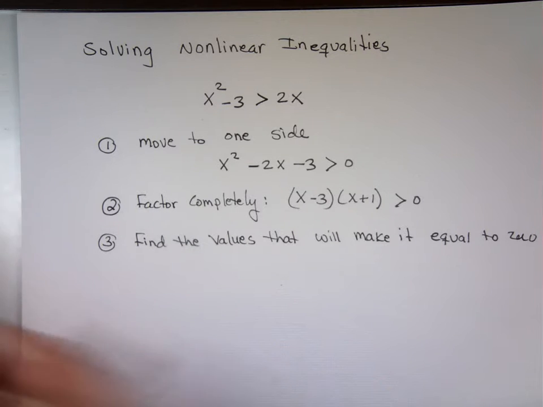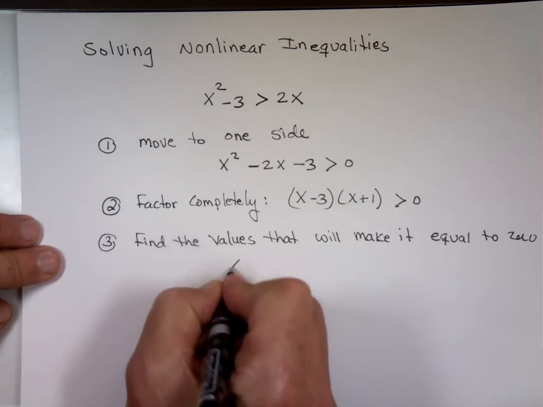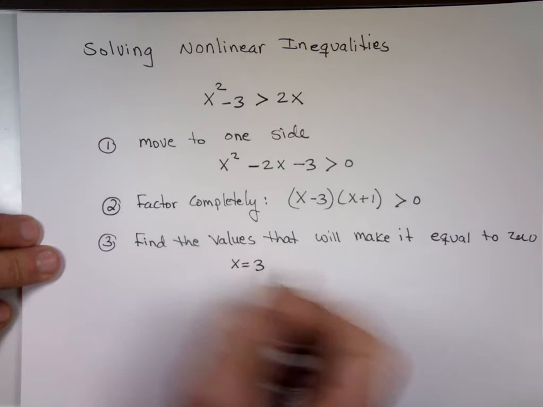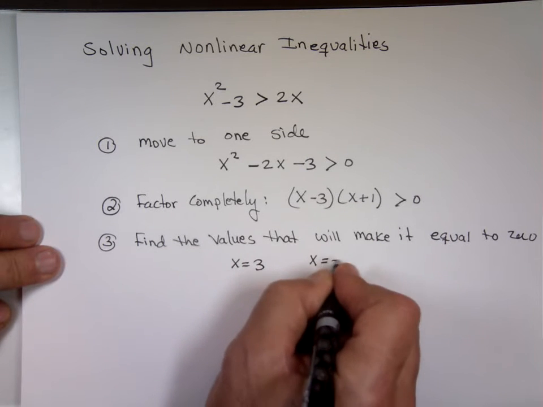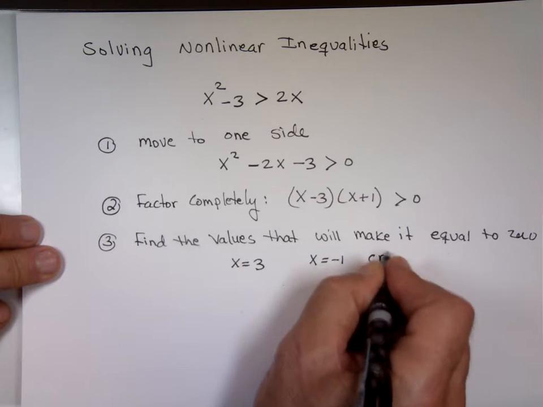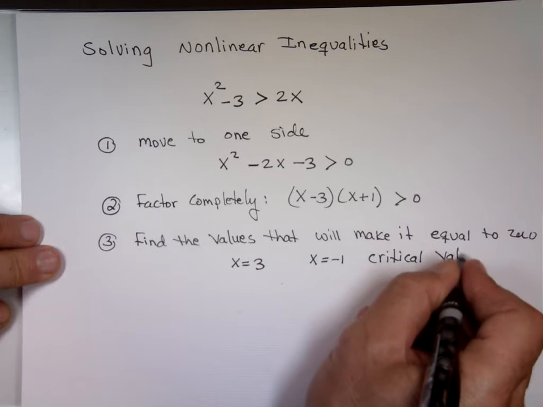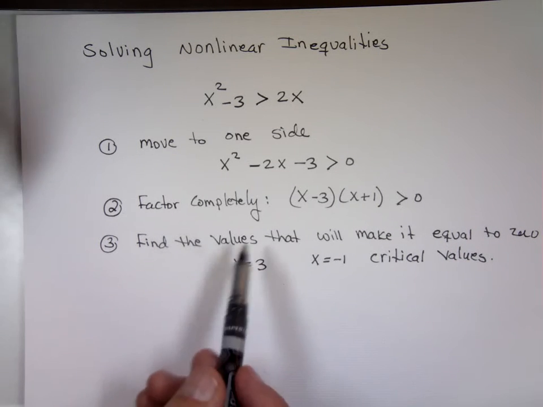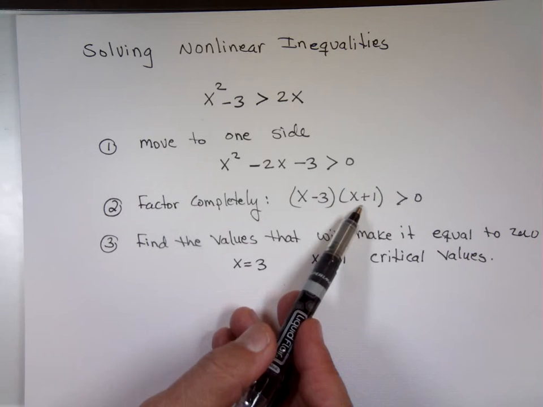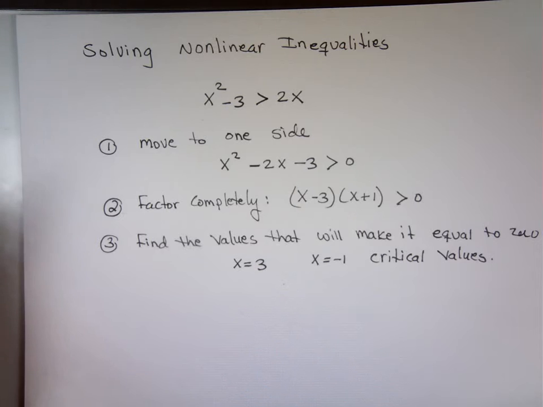So x minus 3 will be 0 when x equals what? 3. And x plus 1 will be 0 when x equals what? Negative 1. These are my critical numbers, critical values. I could have stated this: find the values that will make each one equal to 0. Each factor is a better choice here than term.